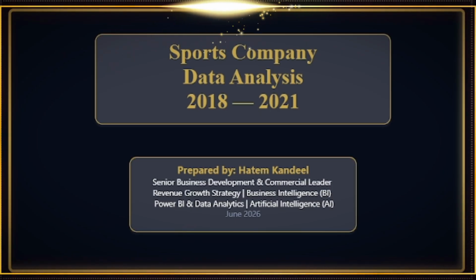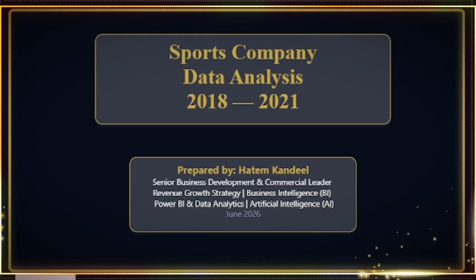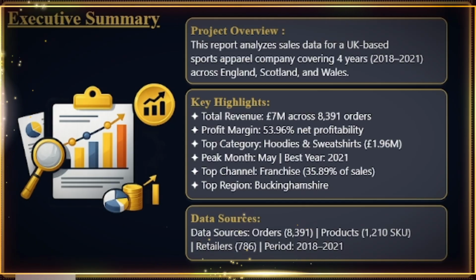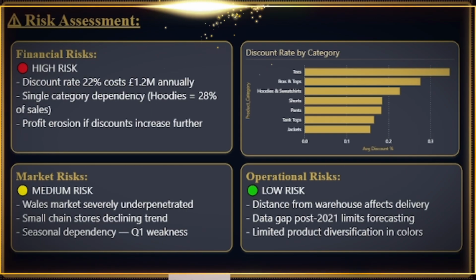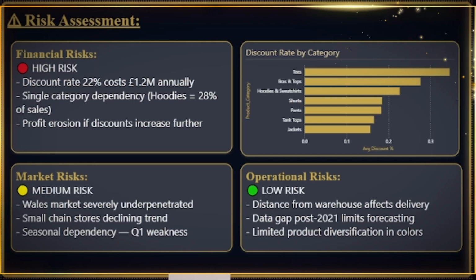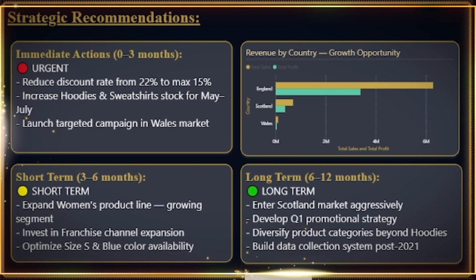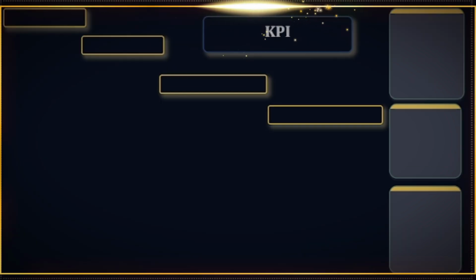Welcome. In this video, I'm going to walk you through a complete end-to-end Power BI business intelligence project, analyzing 4 years of real sales data for a UK-based sports retail company covering England, Scotland, and Wales. This project includes a Star Schema data model, 16 custom DAX measures, and 14 fully interactive dashboard pages. This isn't just charts. This is the kind of report that a board of directors would actually use to make decisions. Let's get into it.